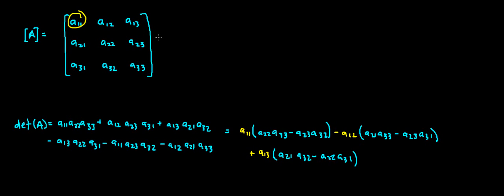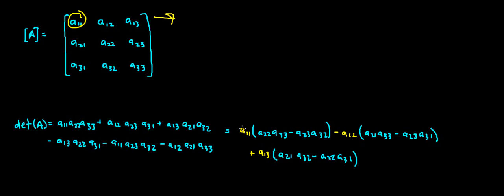Focusing on A11 and going along the top row, using the cofactor expansion, I take this determinant and then I multiply it by this. If I look at what I've done by factoring this out, A22, A33 minus A23, A32, and if I look at this, this is the formula for a 2 by 2 matrix. More specifically, this 2 by 2 matrix, and it's being multiplied by A11. So that's where this idea comes from.